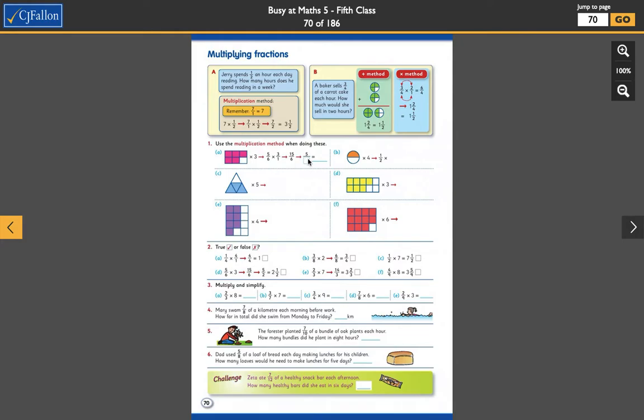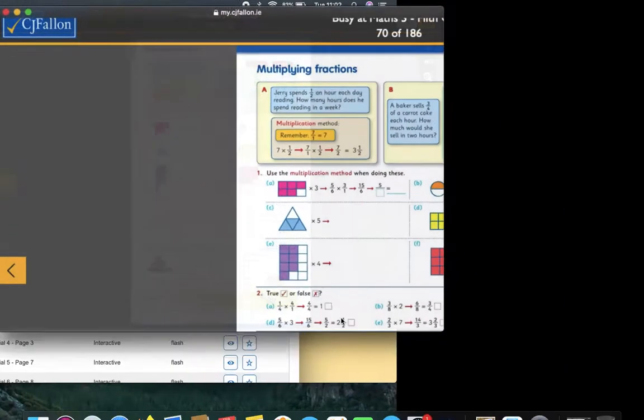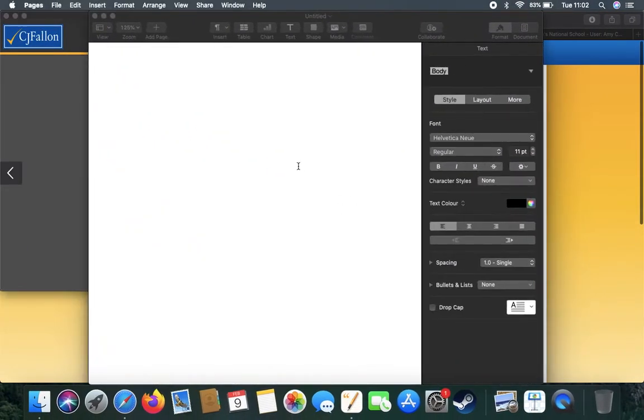So it's 15 over 6. So if I come out for a second, it's 15 over 6, and they've simplified it because they said, well, 15 divided by 3 leaves me with 5. So 6 divided by 3 will leave me with 2. So I'm going to be left with 5 over 2.